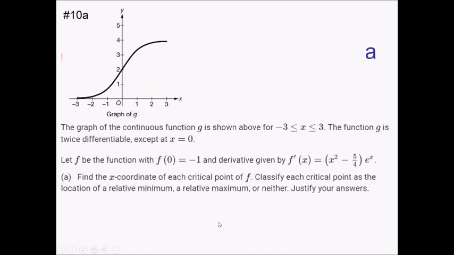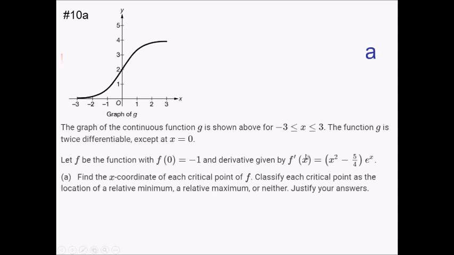For this free response problem, we're given a whole bunch of information here. They gave us a graph of g, and they also told us that we have this f function where f of 0 is negative 1, and we have the derivative of f given right here. We're going to need this for part A, in which they want us to find the x-coordinate for each critical point for f, and then classify each of those as a min, a max, or neither.